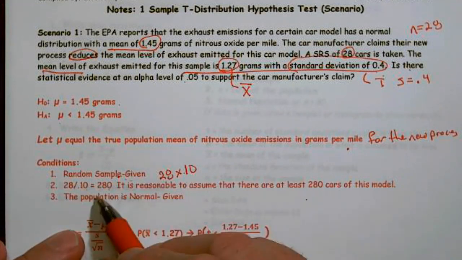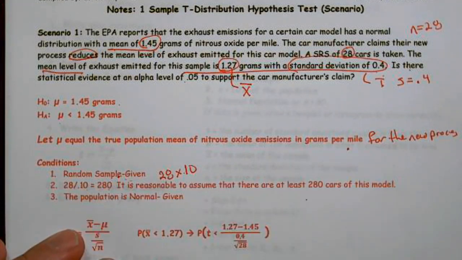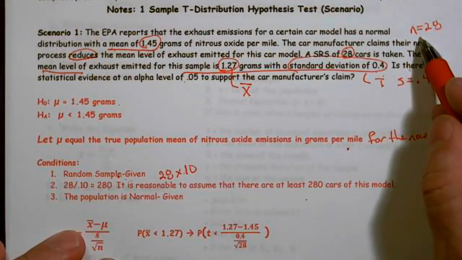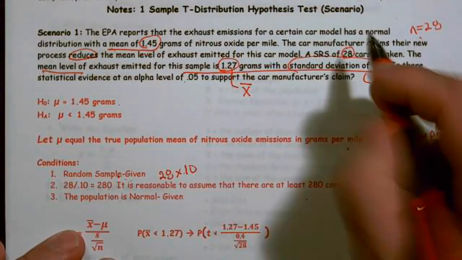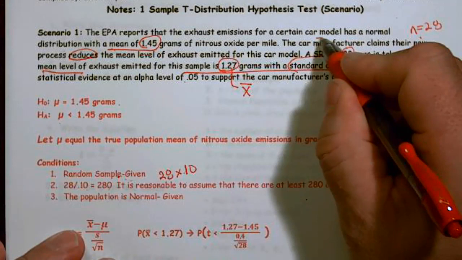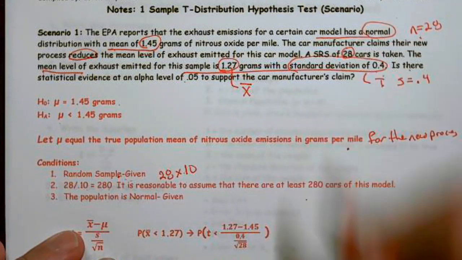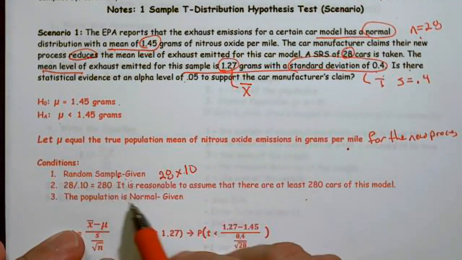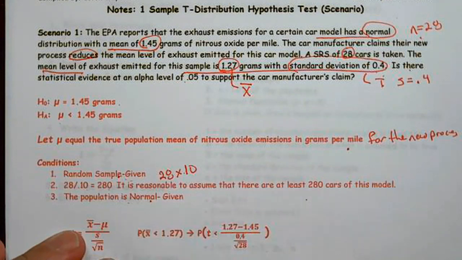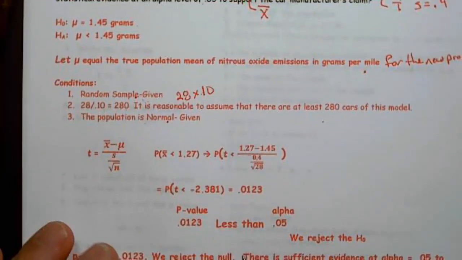The next thing is our normality. And remember, our sample size needs to be 30 or larger. It's like, nope, it's 28. But they told us the population is normal, and that was given. So that's good.